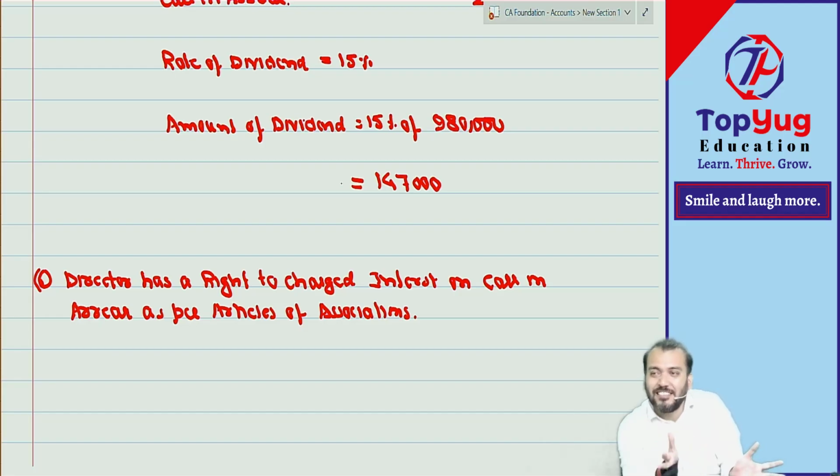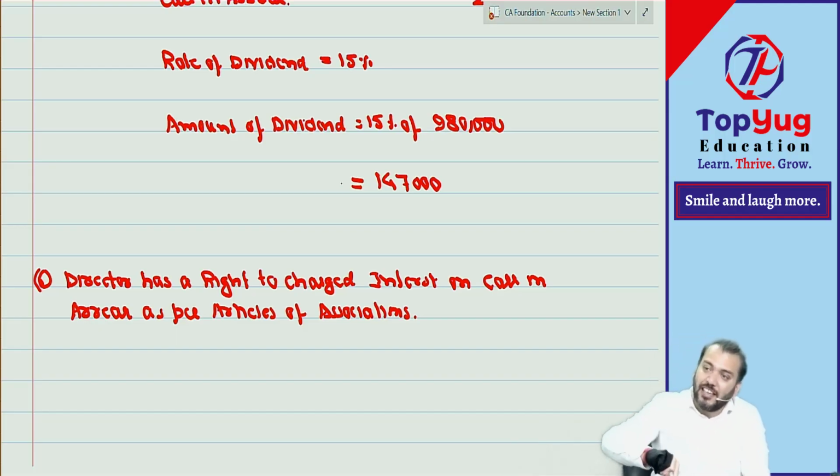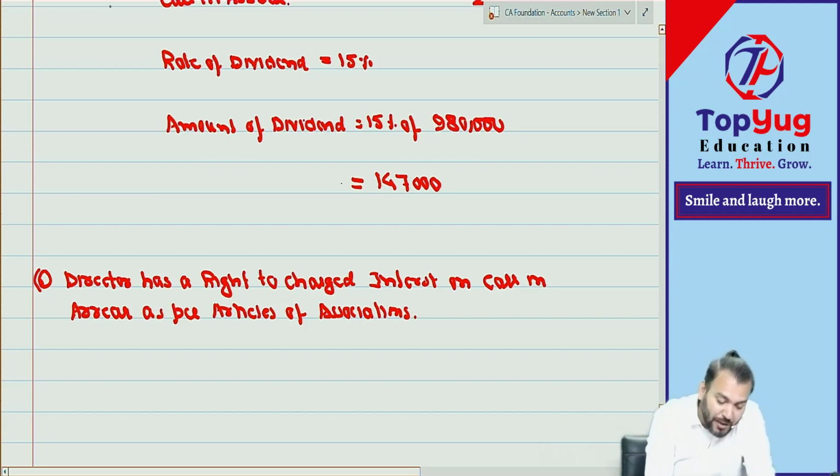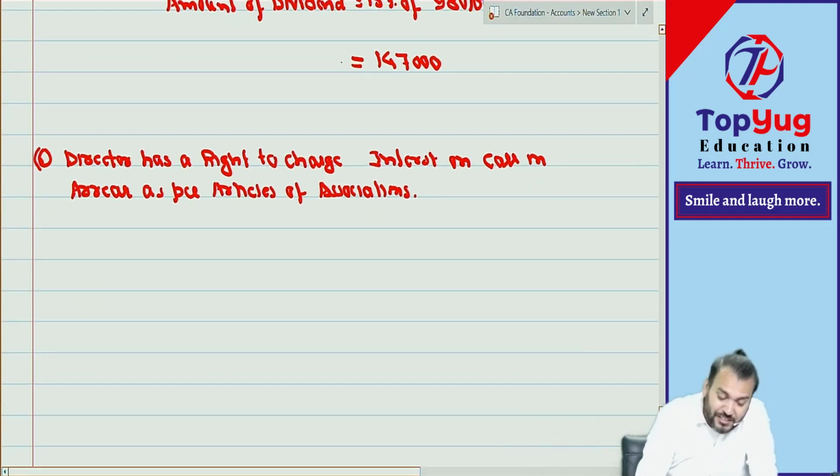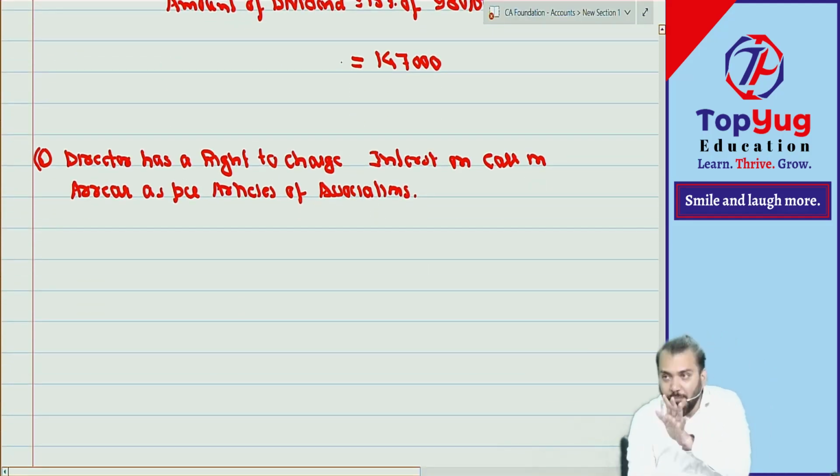It is just as simple as partnership deed. If partnership deed is silent, then we'll apply Act. So if AOA is silent, then we'll apply Companies Act. So interest can be charged as per the interest rate given in AOA. Correct? So director has the right to charge interest on call in arrear as per AOA. But if AOA is silent, then apply what? Companies Act. So let's see what Companies Act says.